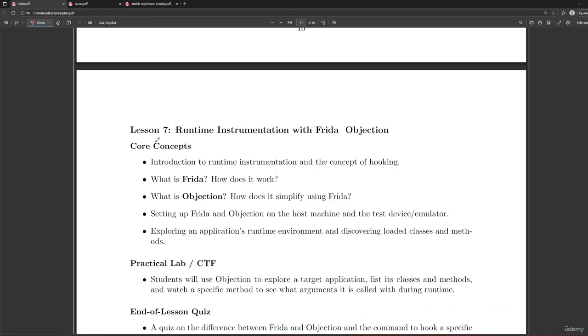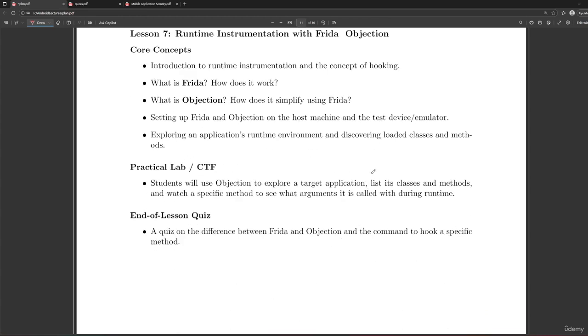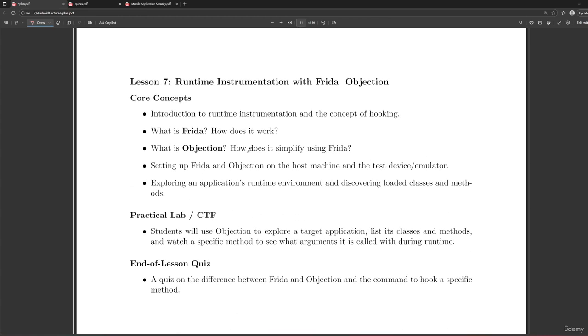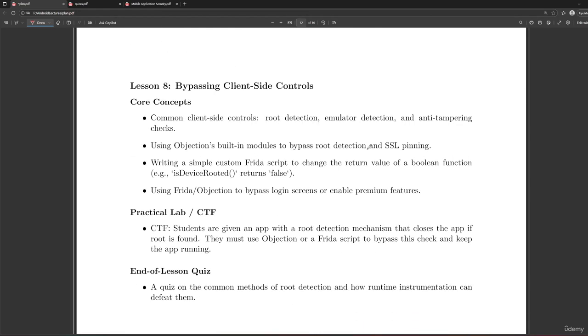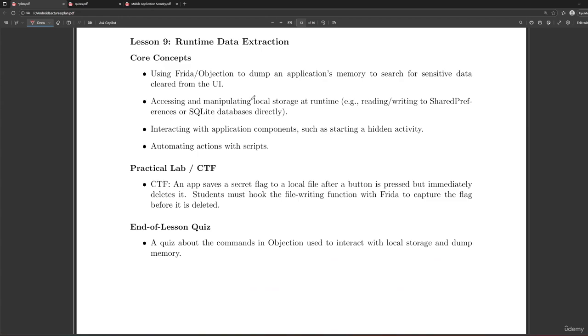Then we will go on with dynamic analysis section 2, and we will be talking about Frida and Objection. We'll be talking about runtime instrumentation, and bypassing client-side controls, which is also part of the dynamic analysis. And then we'll talk about runtime data extraction. All of these are components and aspects of the dynamic analysis.